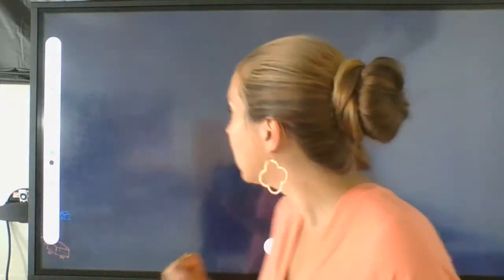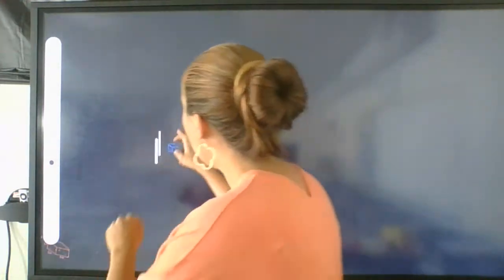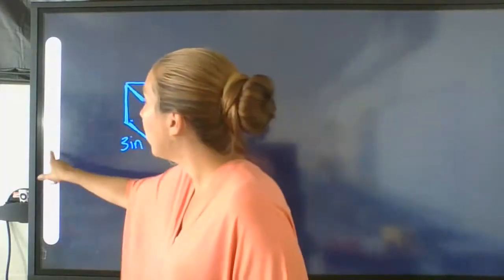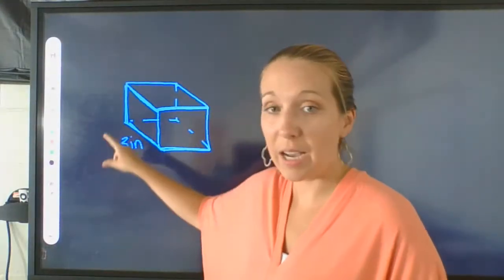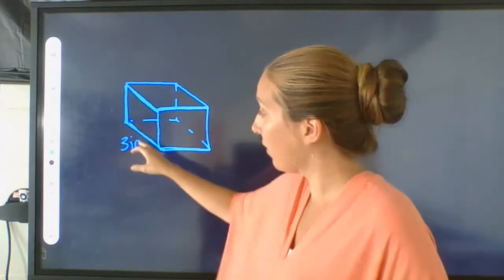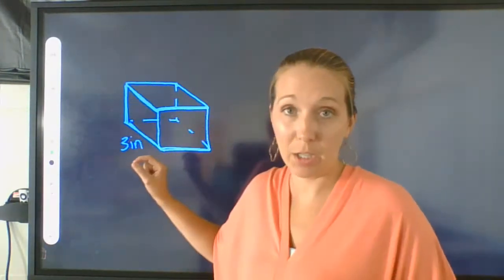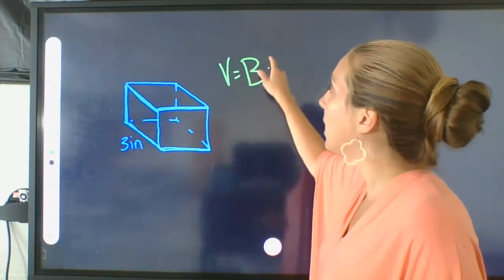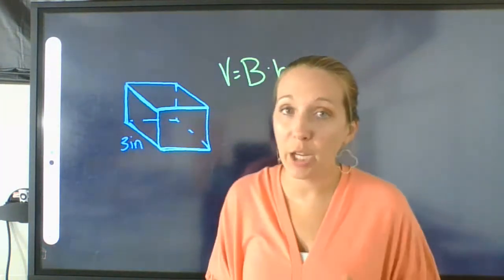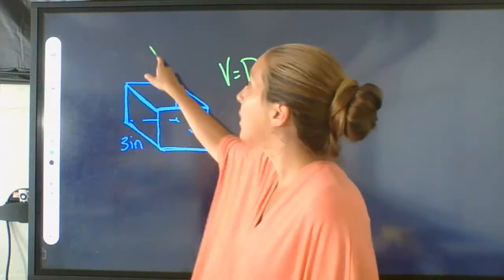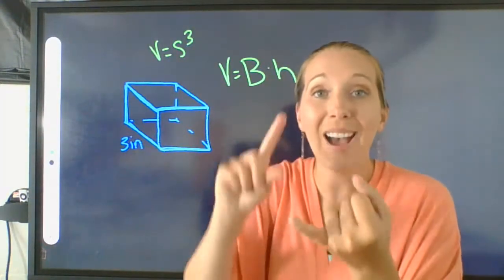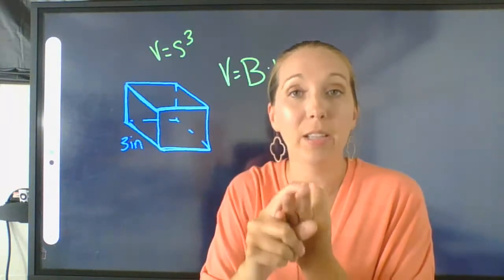So let's take a look at some of these. All right, first one we're going to look at is a cube. Now, with a cube, you need to understand that if that's 3 inches, all of the sides are 3 inches. Your formula for volume is going to be capital B times H. Now, this can change for a cube. A cube's volume can also be S cubed, because you're saying side times side times side, which is S cubed.